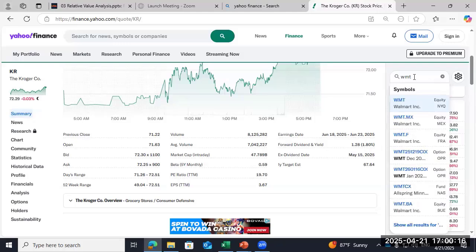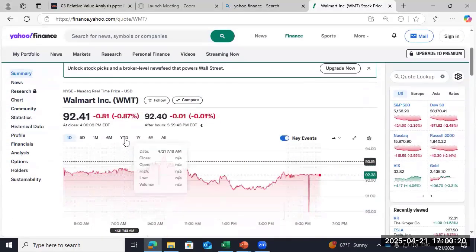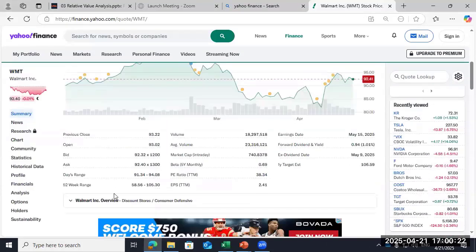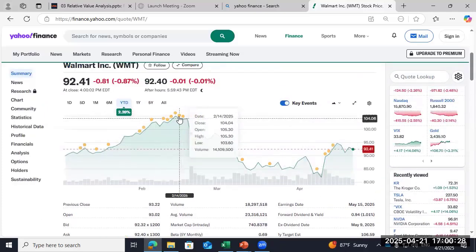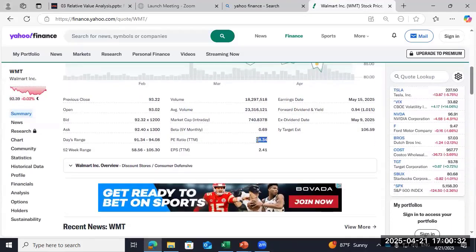Walmart was really expensive, but boy, Walmart has come off. Why is Walmart selling off so much? Tariffs, yeah, they get everything from China, but their PE ratio is still ridiculously high. Imagine how high it was back up there. Extremely high PE ratio. I think it's an expensive stock.